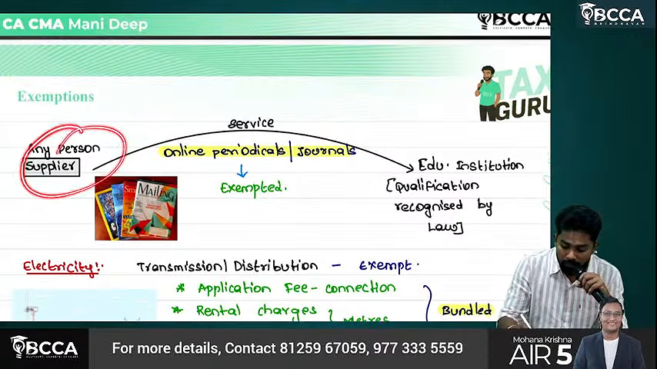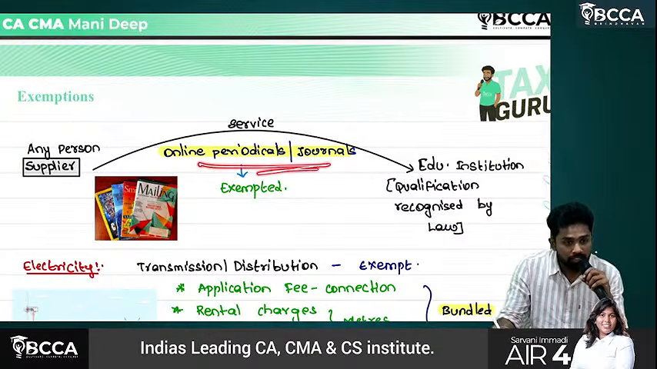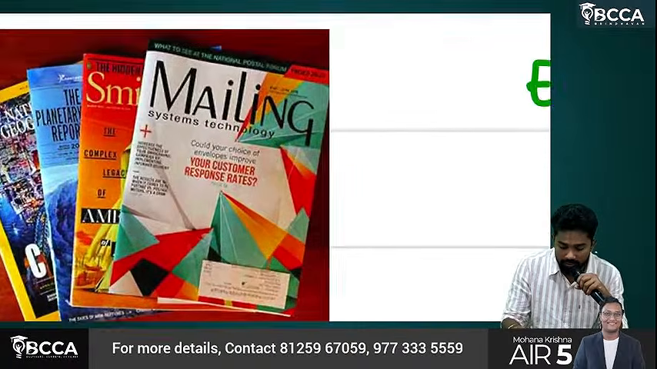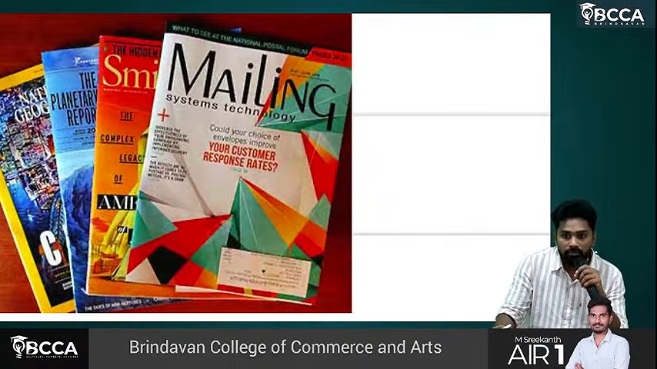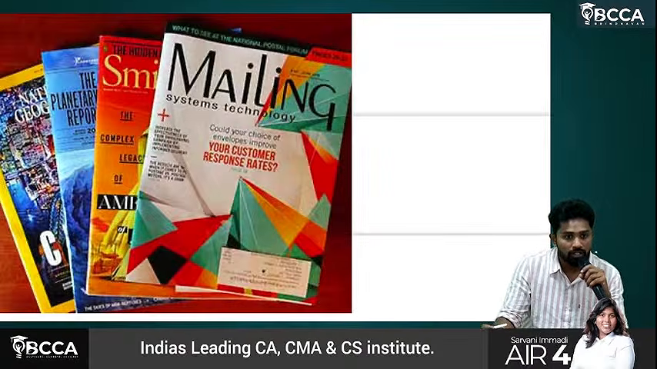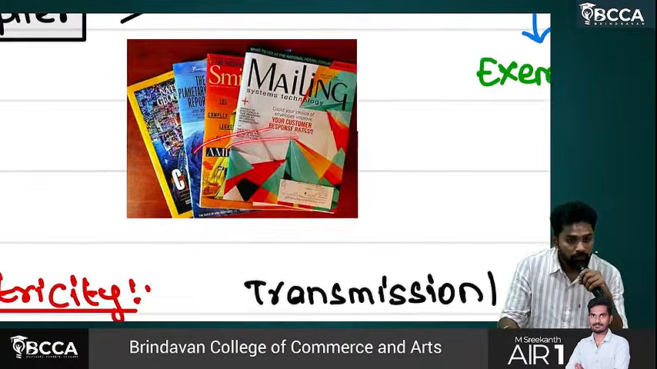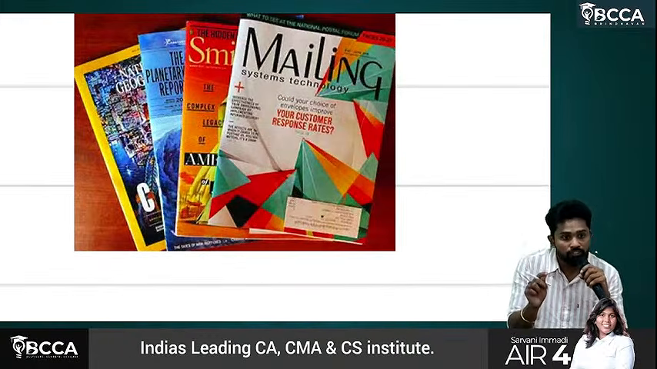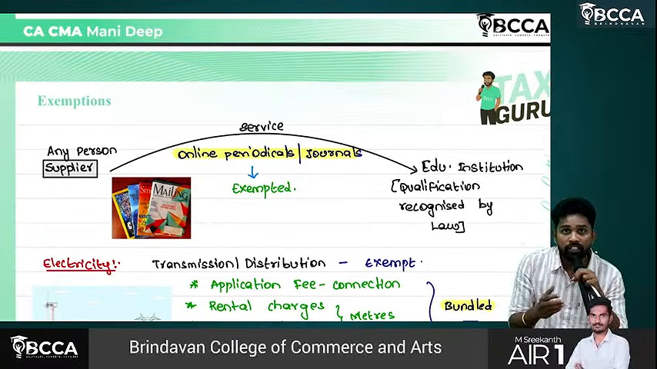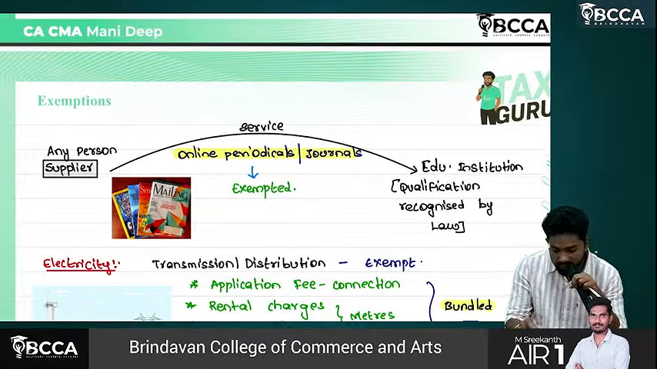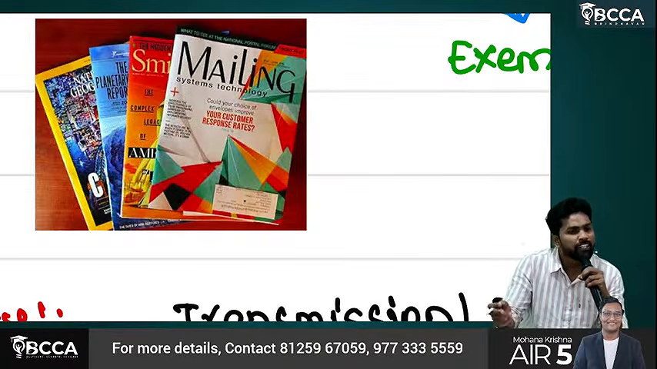Any person providing services to an educational institution, what? Online periodicals and journals. First, periodicals and journals means magazines and all, which come like monthly magazines, weekly magazines and all. But these are not taken in physical form. They are taken in online form. These days even an e-newspaper we can take. Same way, instead of the physical periodicals and all, a PDF copy will be provided.